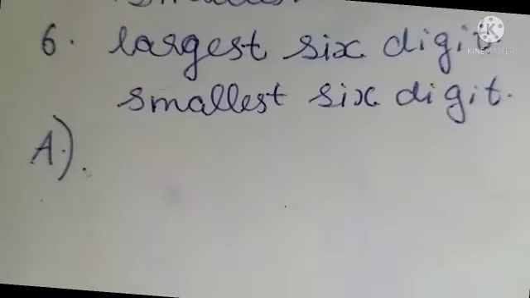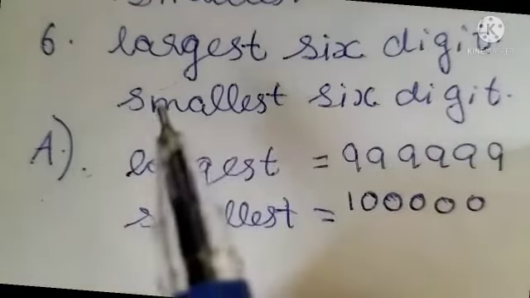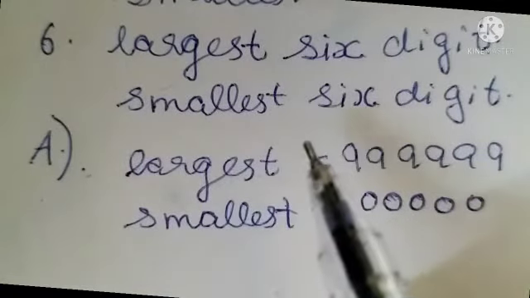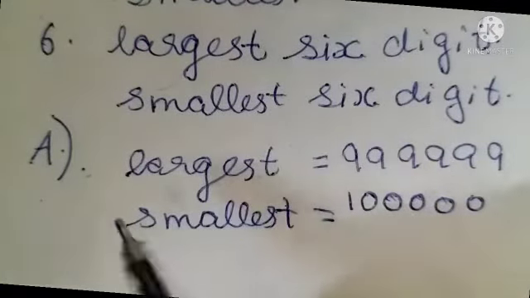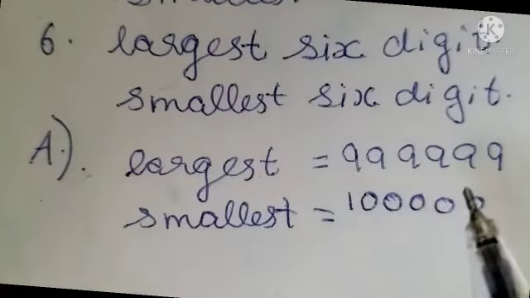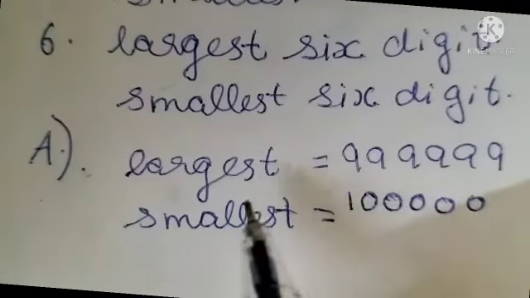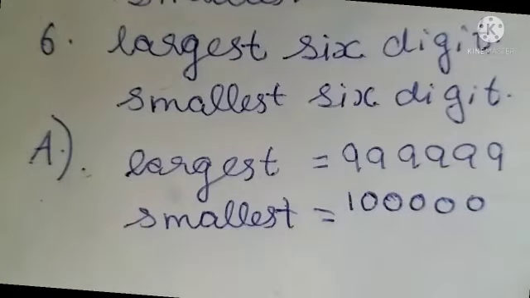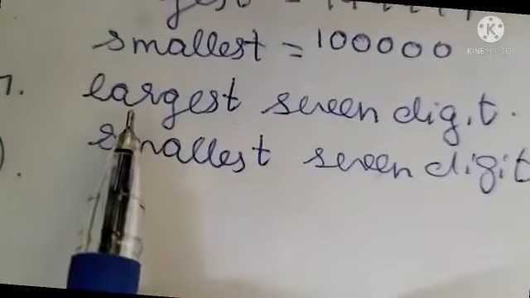Largest six digit and the smallest six digit. The six digit we will call as lakh. So largest six digit is 999,999 and the smallest one is 1 lakh.